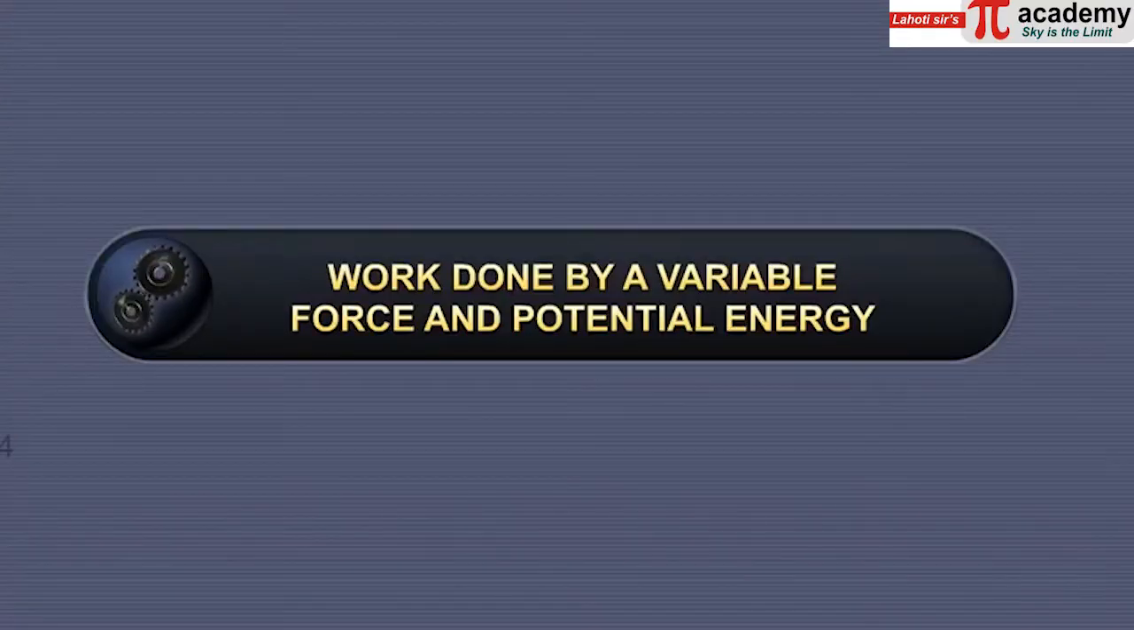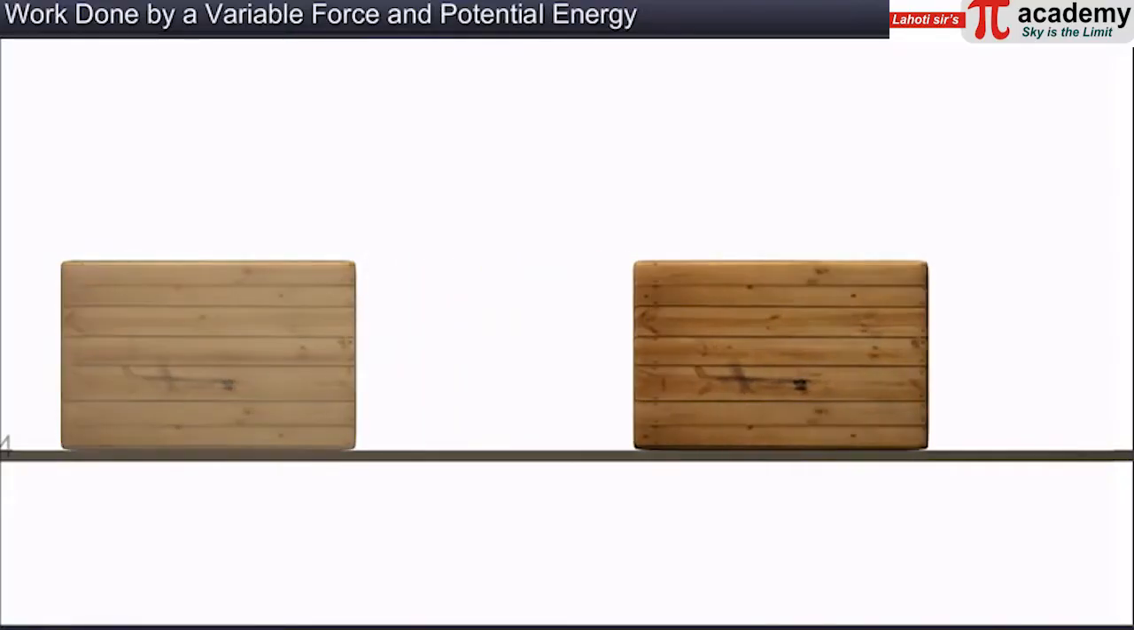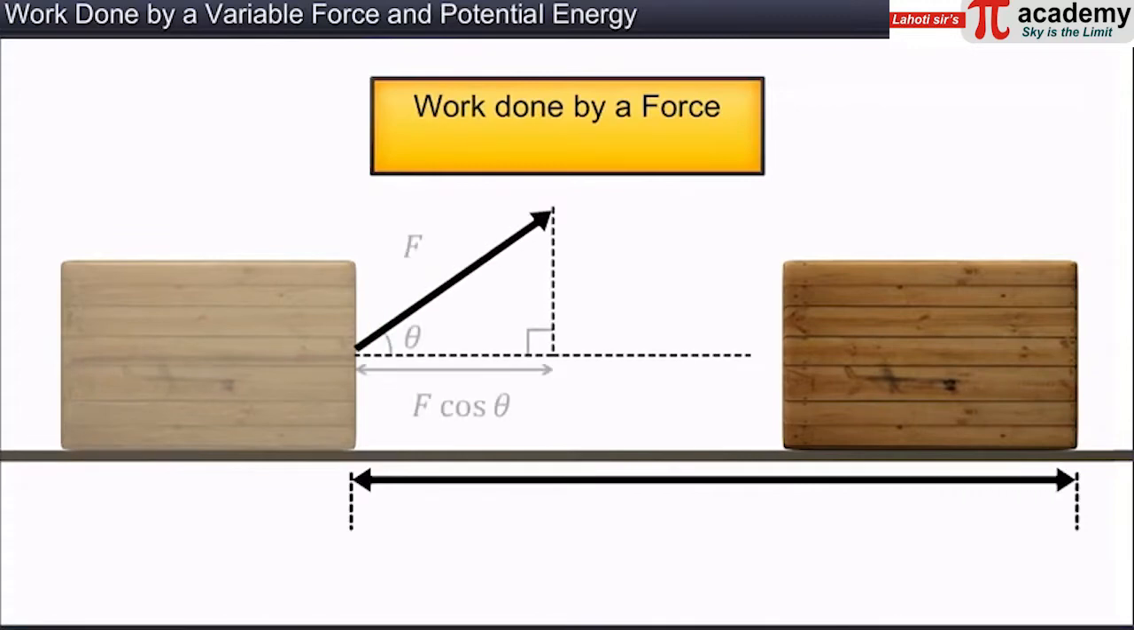In this module, you will learn about the mathematical formulation relating to work done by a variable force and the concept of potential energy. We know that the work done by a force F on a body is W = Fd cos theta, where d is the displacement of the body and theta is the angle between the force and displacement.